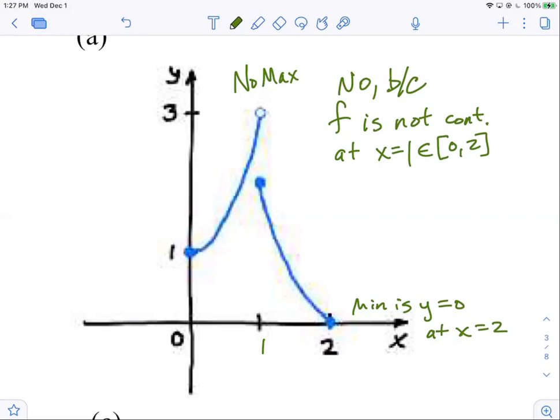So on the closed interval, this function technically has 3 critical values, 0, 1, and 2. On the open interval from 0 to 2, it only has the 1 critical value at 1.